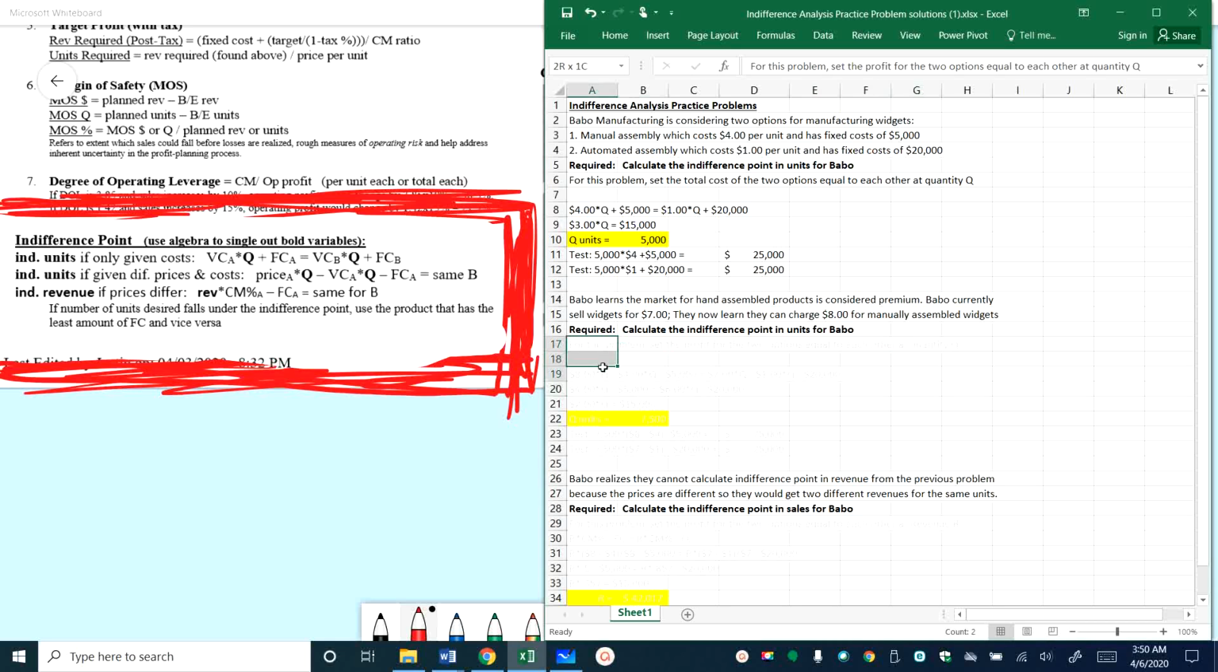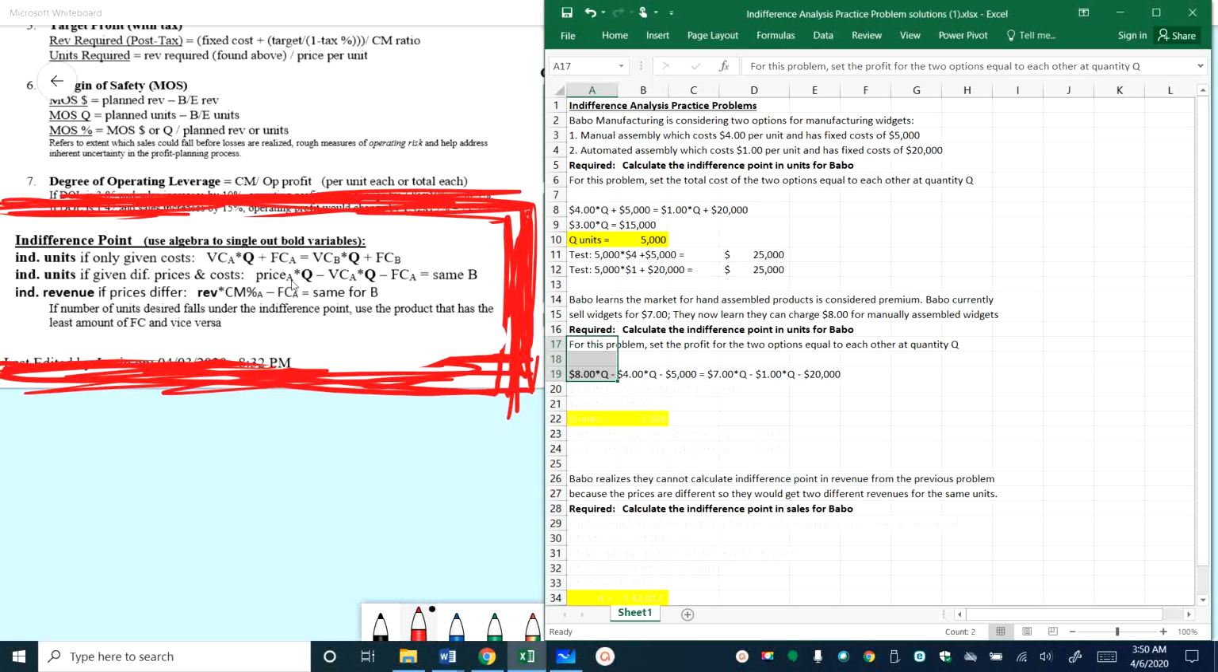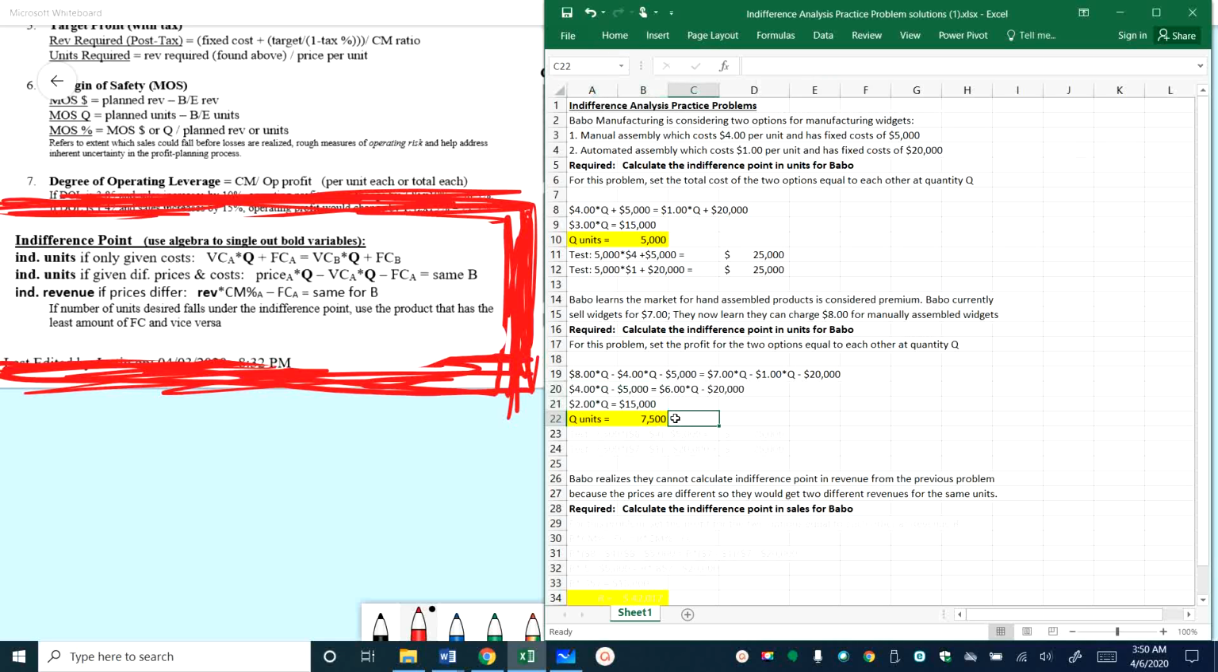So for this problem, you're going to want to use that second equation because we're involving different prices. So that's just the price of A times the quantity minus the variable cost of A times quantity minus fixed cost. That's exactly what they did here. That 8 minus 4 minus 5,000. And then you're just going to do some more algebra and single that out to find that the quantity is 7,500 units now, given the different prices. There's a test.